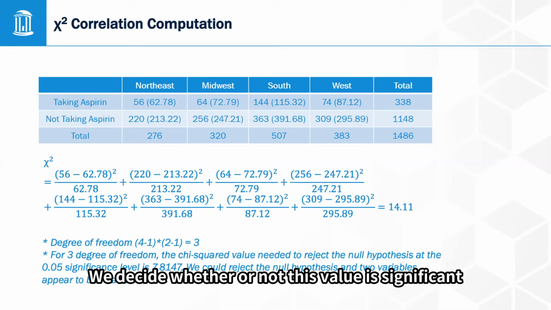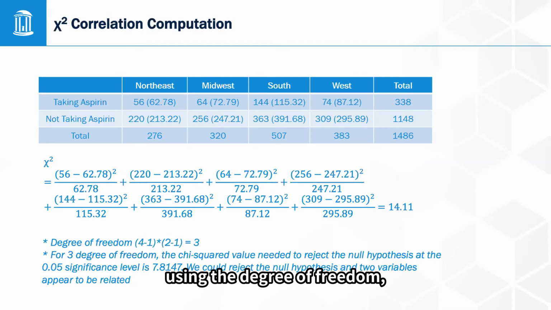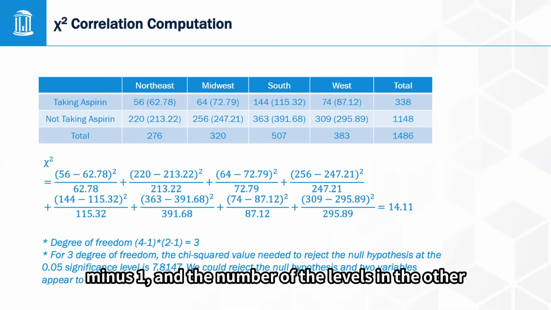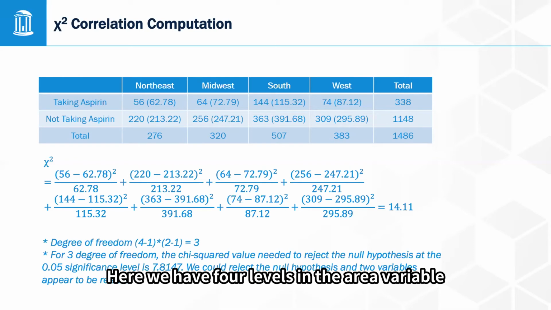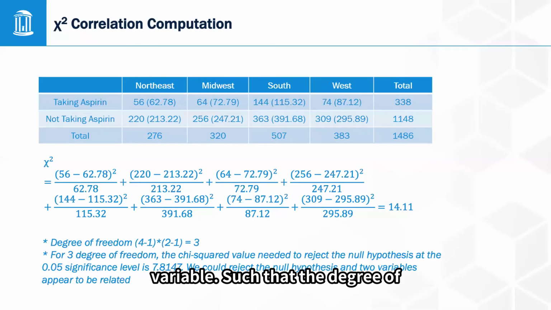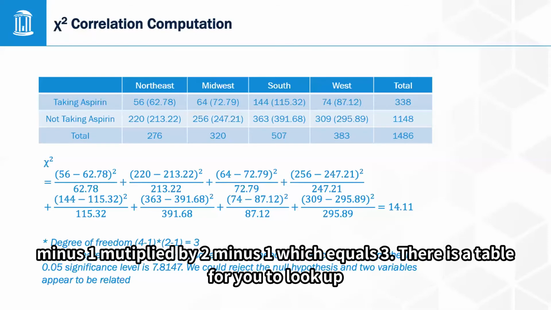We decide whether or not this value is significant using the degree of freedom, which is calculated by multiplying the number of levels in one variable minus 1 and the number of levels in the other variable minus 1. Here we have 4 levels in the area variable and 2 levels in the aspirin variable, such that the degree of freedom is (4 - 1) multiplied by (2 - 1), which equals 3.